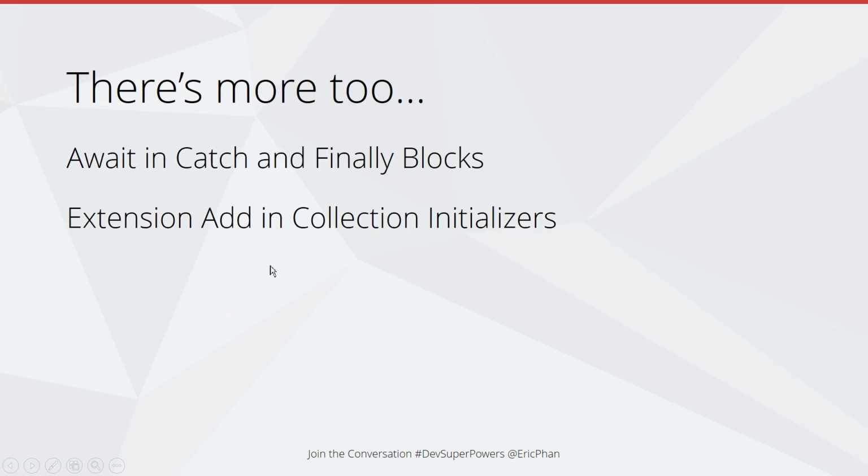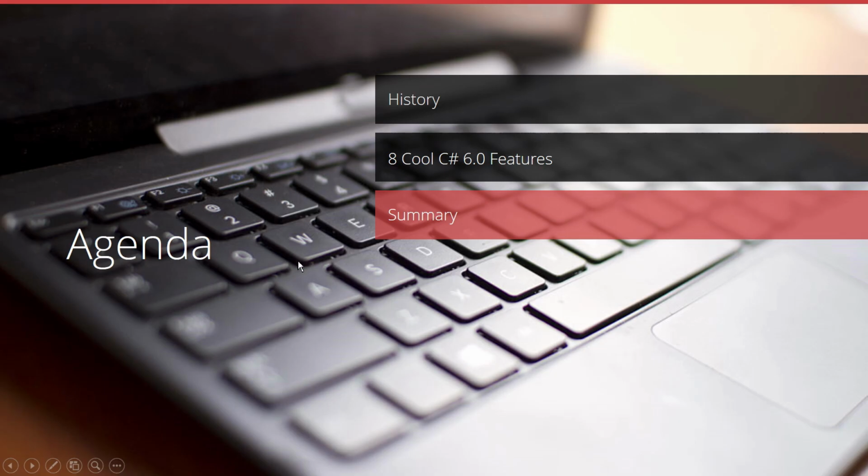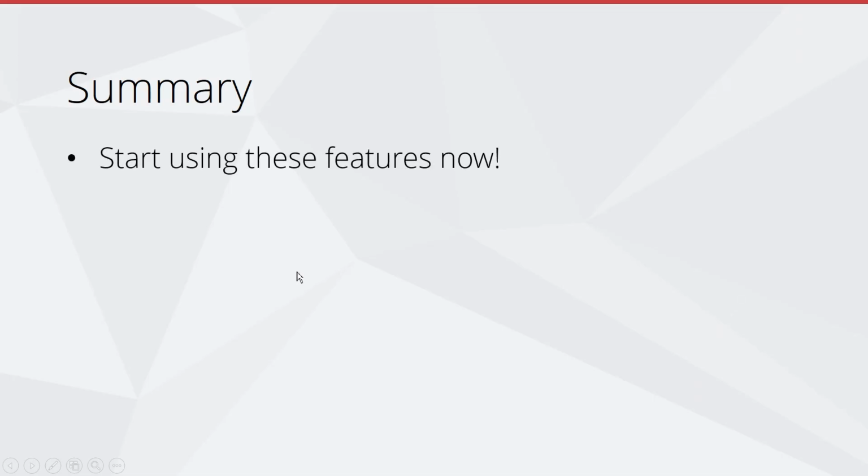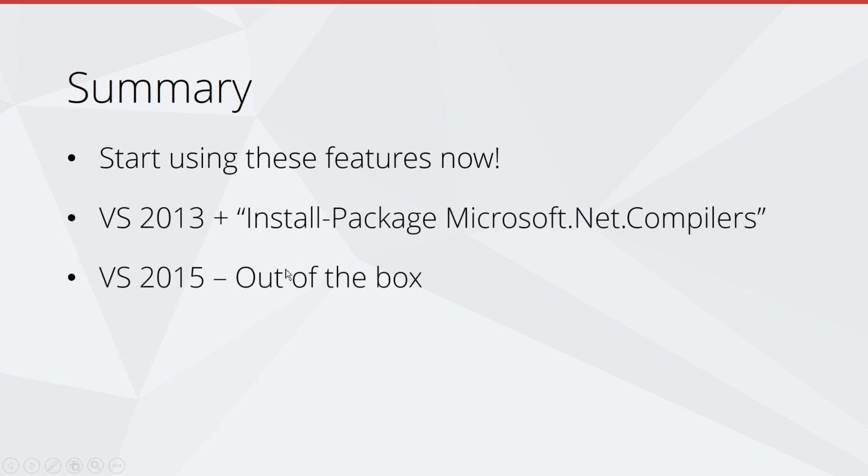Okay, there's a couple more features as well, which I won't be going through, but you can do the await in the catch and finally blocks, so just more on the asynchronous programming side of things. And there's some more extensions for collection initializers as well. So you should start using these features now. If you've got Visual Studio 2015, you've got it out of the box. If you're using Visual Studio 2013, you can install this NuGet package called Microsoft.Net.Compilers to get these features.